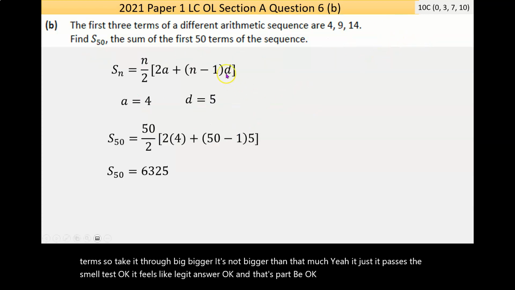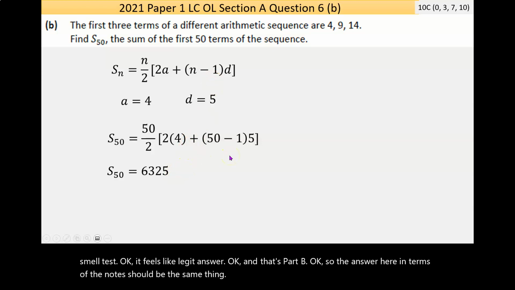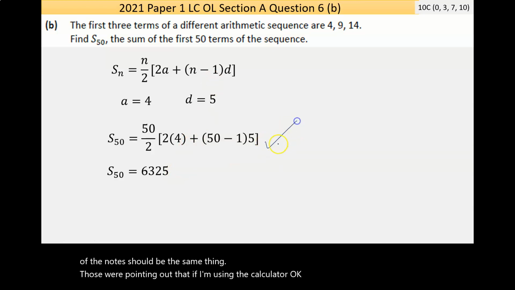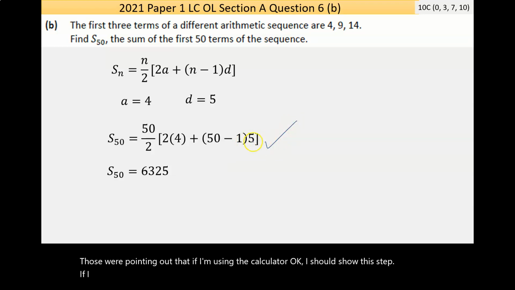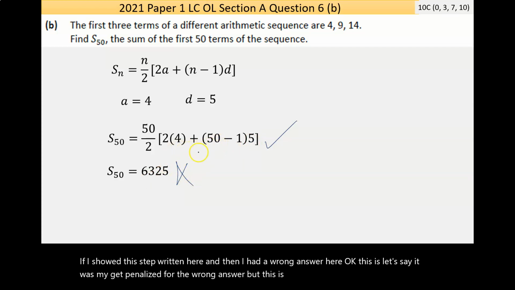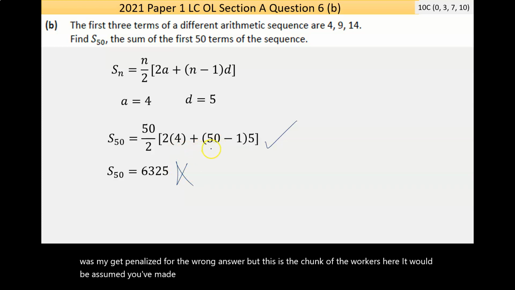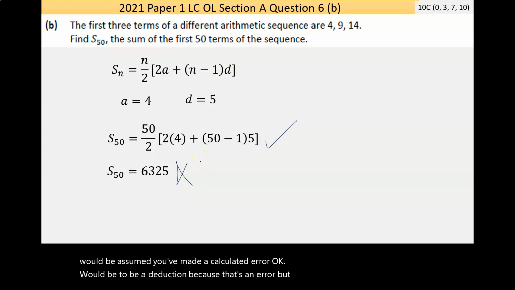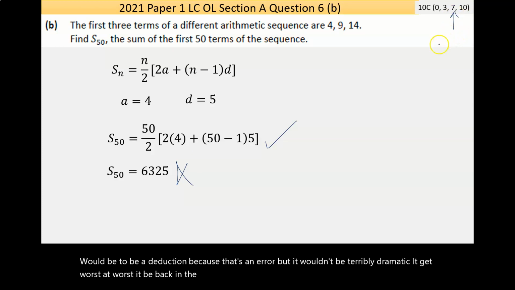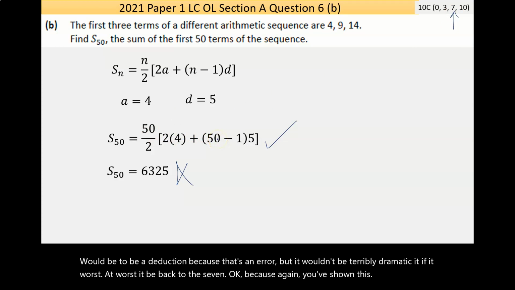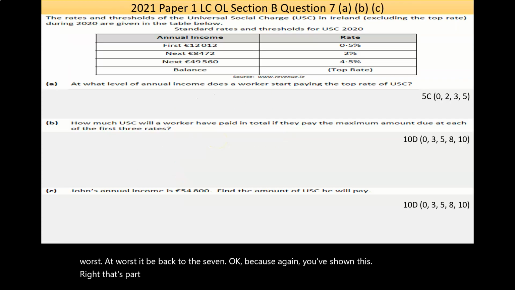So the answer here in terms of the notes should be the same thing. Now it's worth pointing out that if I'm using the calculator, I should show this step. If I show this step written here, and then I had a wrong answer, which this isn't, but let's say it was, I'd get penalized for the wrong answer. But the chunk of the work is here. It would be assumed you've made a calculator error, and there'd be a deduction because that's an error, but it wouldn't be terribly dramatic. At worst, it'd be back to the 7, because you've shown this. Right, that's part B. I think it's in question 6, and it is.